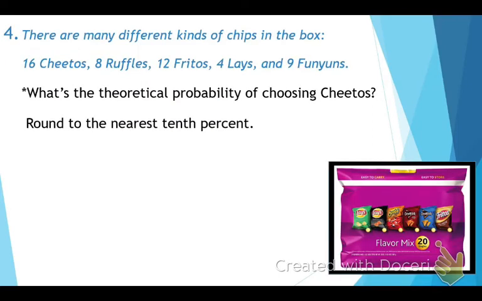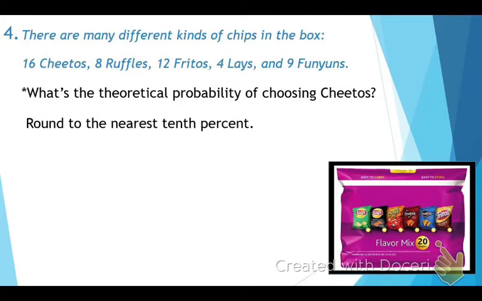So for problem number 4, it says there are many different kinds of chips in this box. 16 Cheetos, 18 Ruffles, 12 Fritos, 4 Lay's, and 9 Funyuns. What is the theoretical probability of choosing Cheetos, round to the nearest 10th percent? Help me with this first thing, guys. What is the theoretical probability formula?